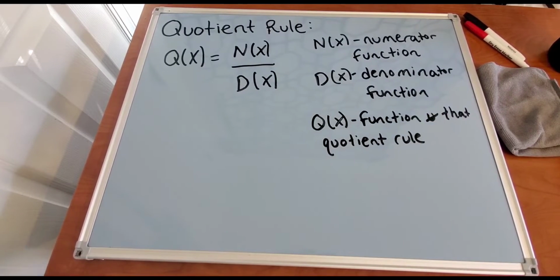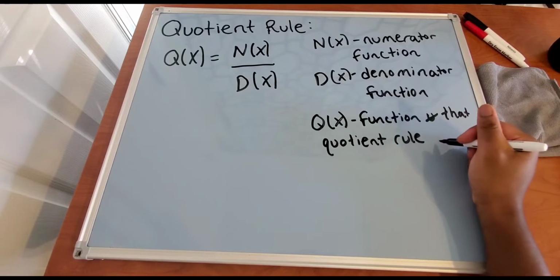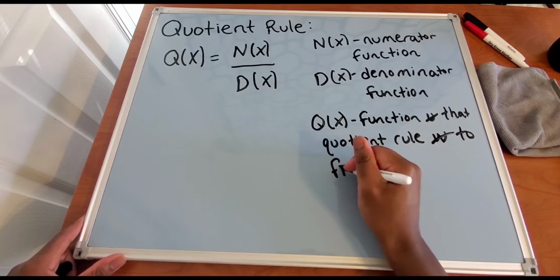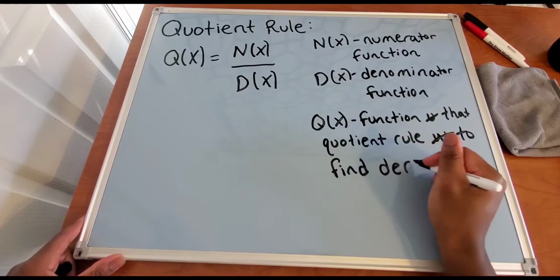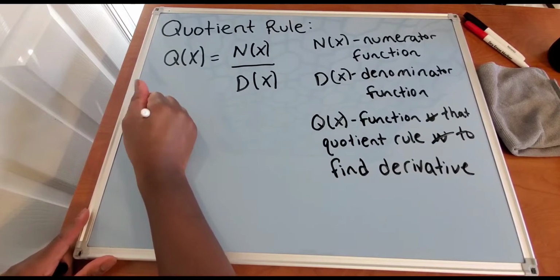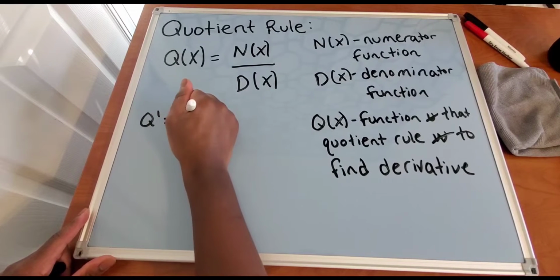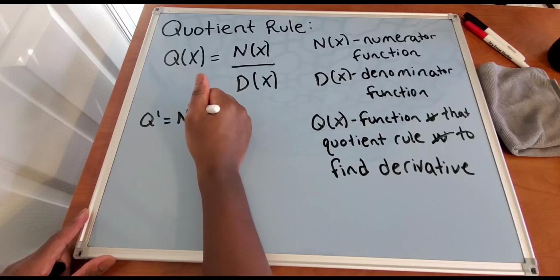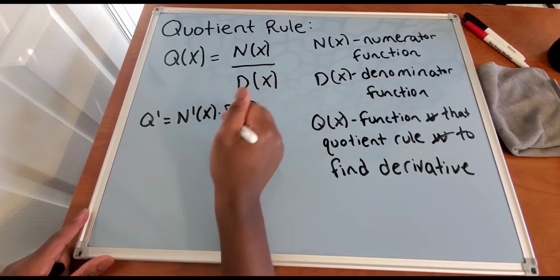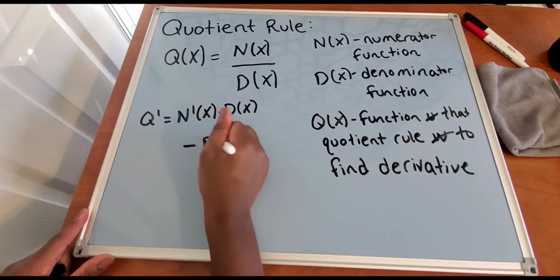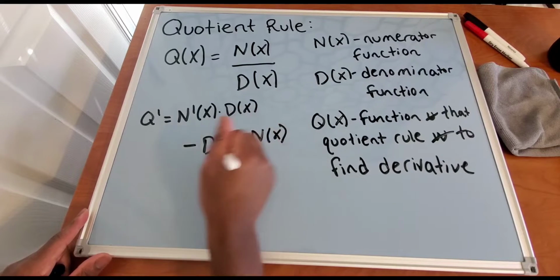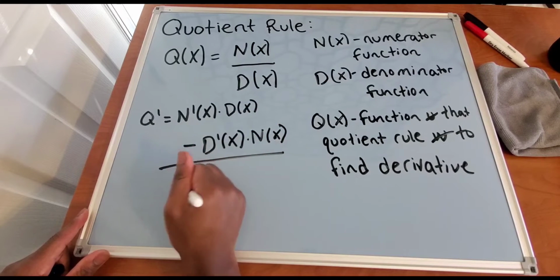So, all we have to do to actually find the derivative is you take the derivative of the numerator. Well, let me finish this. This is why I don't write in words. It takes a long time. So the derivative of q is equal to the derivative of the numerator times the denominator minus the derivative of the denominator times the numerator, all over the denominator squared.